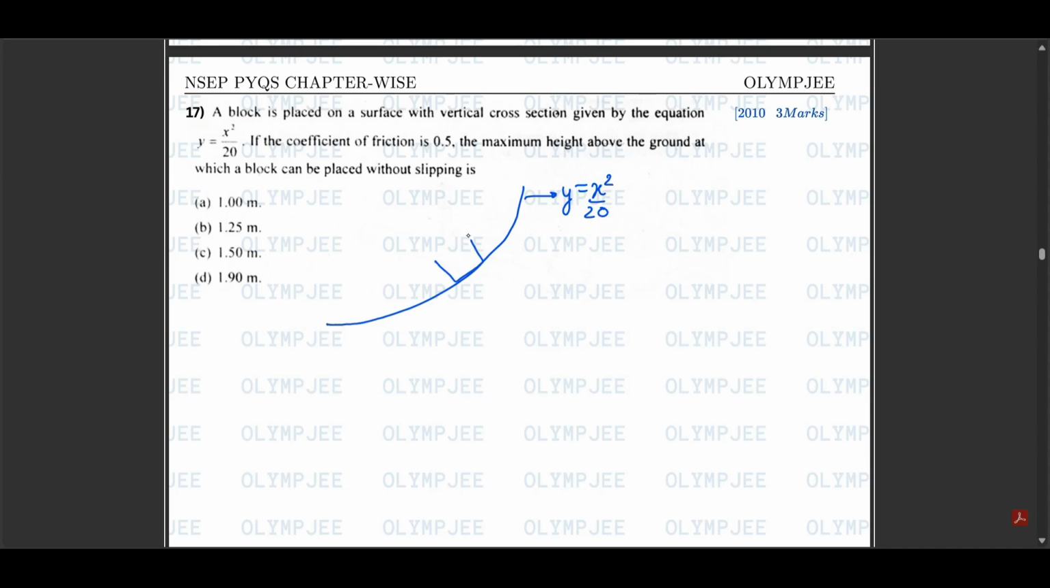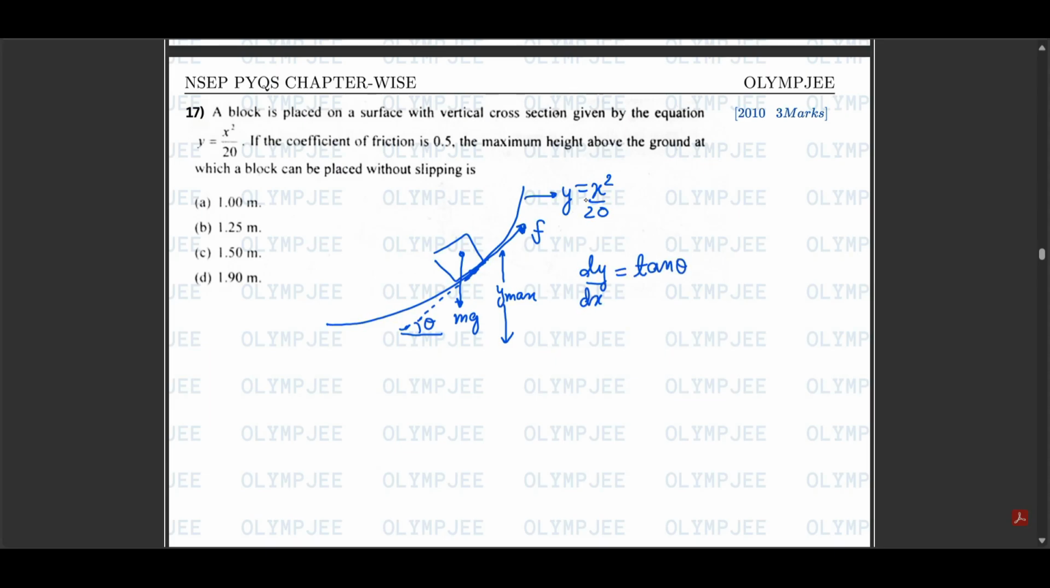And assume that this is the maximum height at which the block can be placed. Right, so mg will be acting downwards and the friction will be acting tangent at this point, right? So we need to find this angle to take components of mg, right? So we know that dy by dx gives us the tan theta at any point.